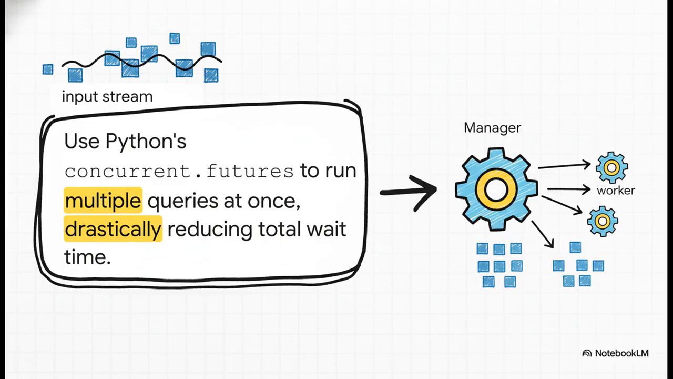You see this thread pool executor thing? Just think of it as hiring a team of cashiers instead of just one. Your code becomes the manager, handing out tasks to all the cashiers at the same time. It looks simple, but the performance jump is just massive.